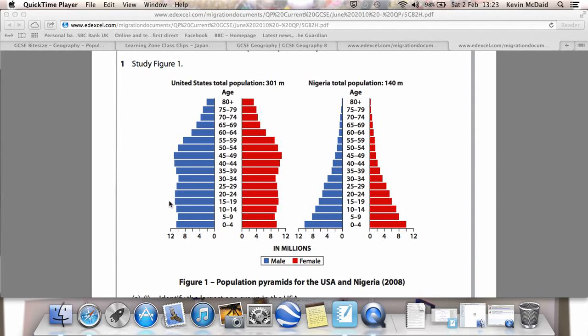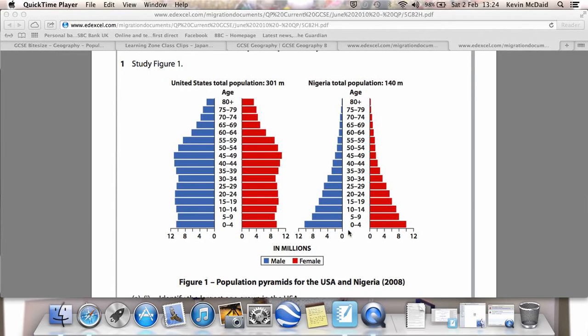Generally speaking, these 4 bottom age groups are what we call young dependents, 0 to 19. 60 and over up here, old dependents. They're called dependents because they depend on the rest of the population to survive, be it through pensions or be it through education or what have you. In between, you've got that working population, people that pay taxes, keep the country going.